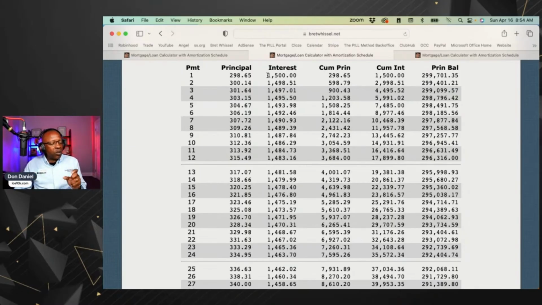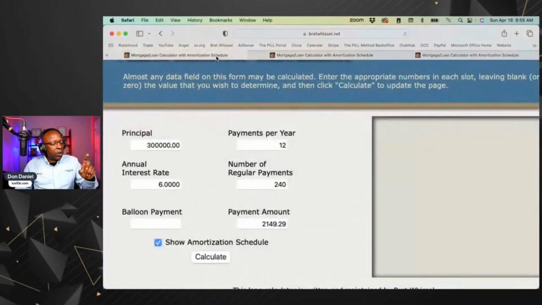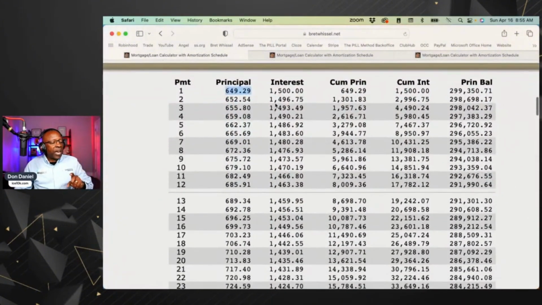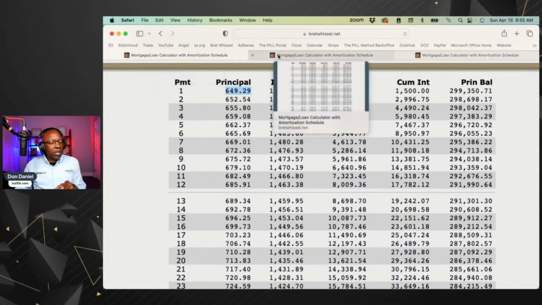Look at the first two interest payments. One is $1,500. The next one is $1,498. Look at the 20-year loan: $1,500 and $1,496. Only about a $2 difference between the 20-year loan and the 30-year loan.